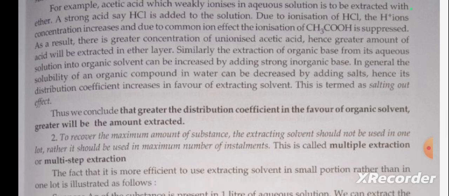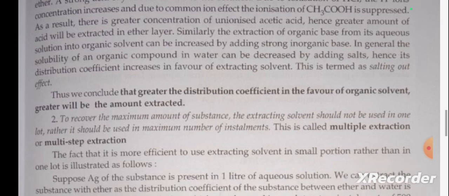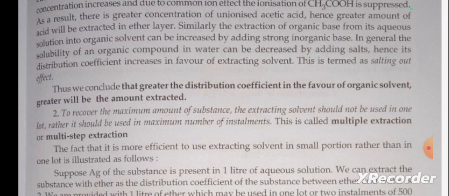Due to the ionization of HCl, the H⁺ ion concentration increases. Due to the common ion effect, the ionization of CH3COOH is suppressed. As a result, there is a higher concentration of unionized acetic acid, hence a greater amount of acid will be extracted into the ether layer.